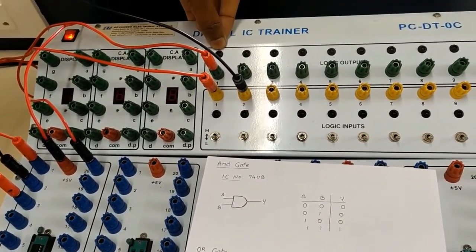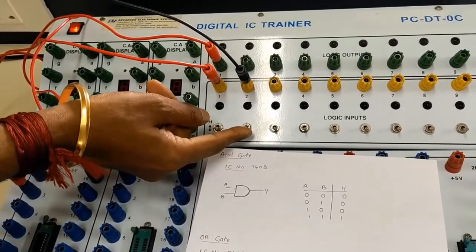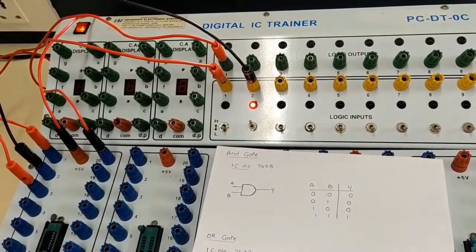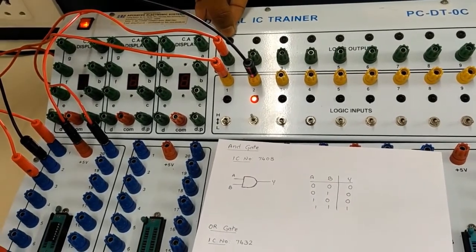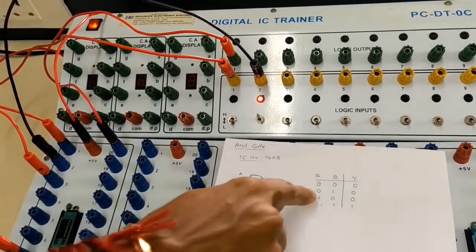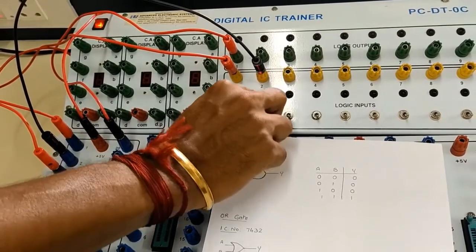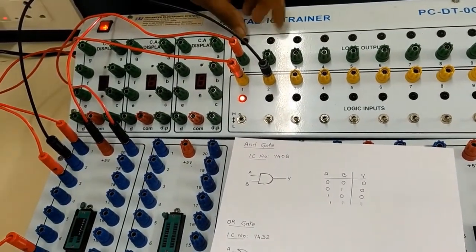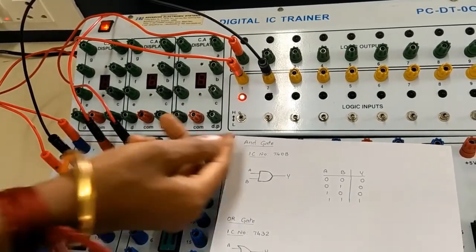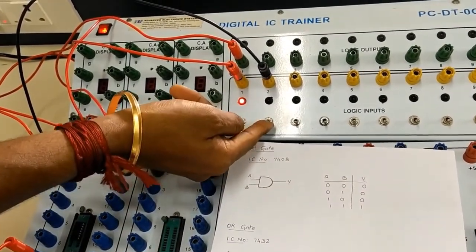Next combination is 0, 1. So I'll go with 0, 1. My output should still remain 0. It is 0 itself. Next combination is 1, 0. I'll make this 0 and I'll make this 1. So 1, 0, my output is still 0 itself. Next combination is 1, 1. I'll make both the inputs 1.